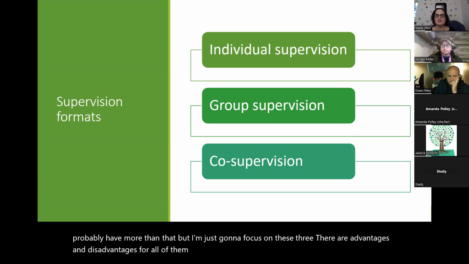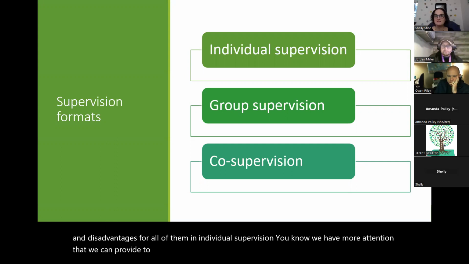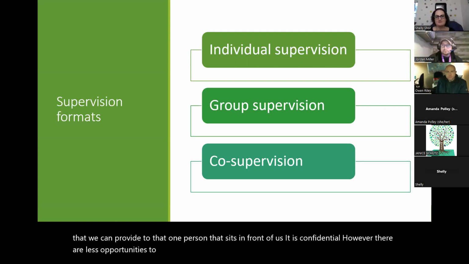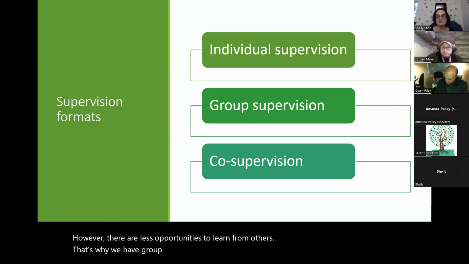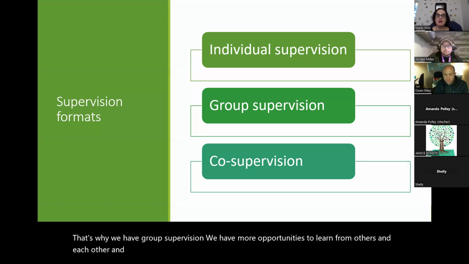In individual supervision, we have more attention that we can provide to that one person that sits in front of us. It is confidential. However, there are less opportunities to learn from others. That's why we have group supervision. We have more opportunities to learn from others and each other, and it's also very powerful.